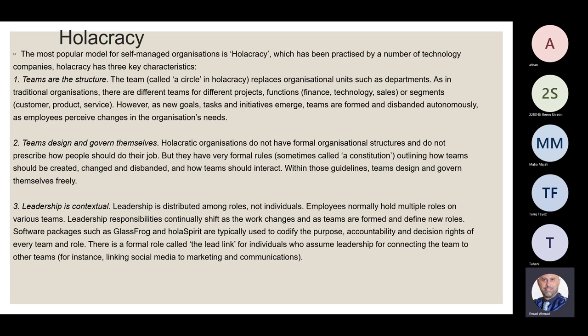The team will replace all the units and the departments. In the same team that you are forming, you will have someone from finance, second from marketing, and from sales, and you as a team leader do not have any relation with your organization. You could finish all what you want to do inside the team. This is one of the first characteristics. So the team is the structure. There is no organizational structure.